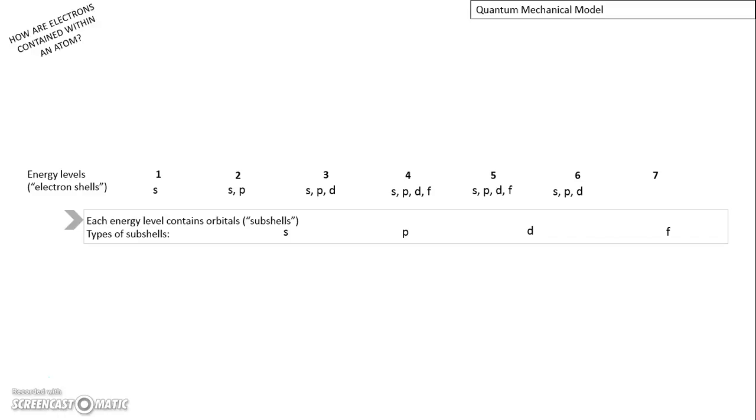The seventh energy level is made of an S subshell and a P subshell. Technically, it can also contain a D subshell and an F subshell, as well as three additional subshells, but those are never discussed much, and they're hardly ever used, so we just won't go there. We'll just discuss the subshells that are on screen.